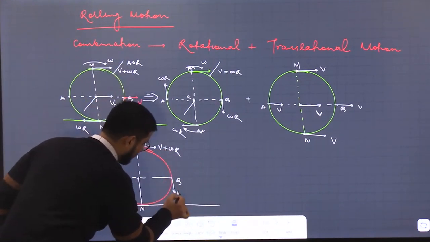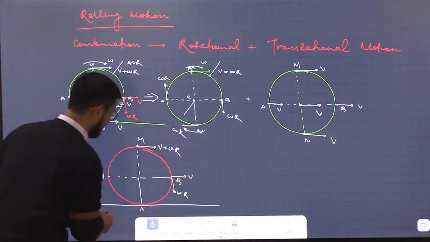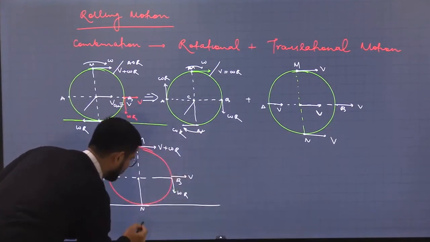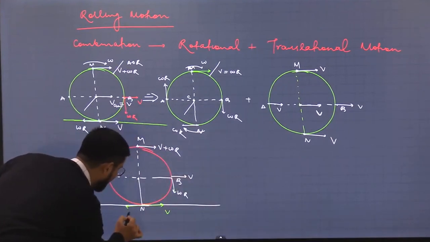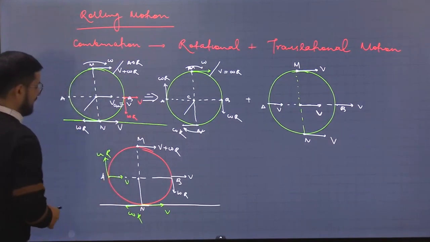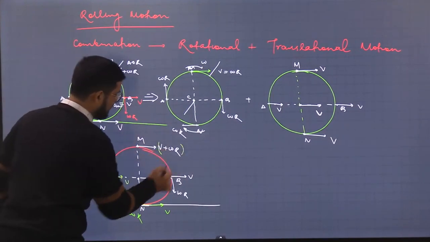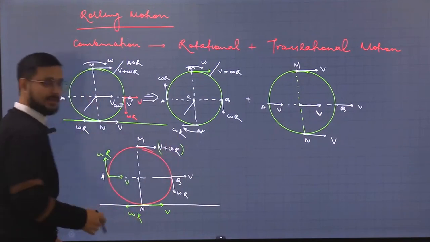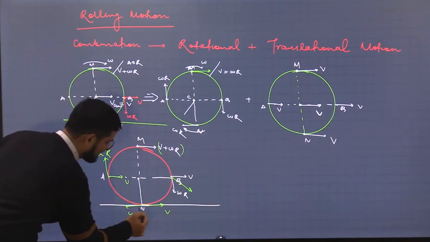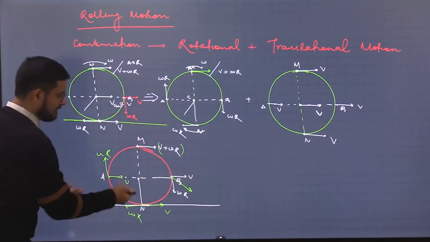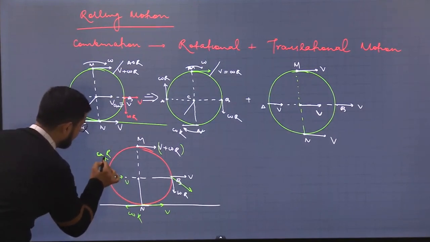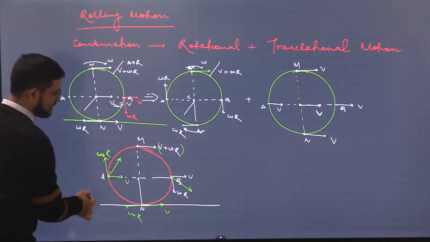This will have omega r and V in outward direction. This will have velocity of V and omega r in backward direction. This is V and omega r in upward direction. Now this particle M has resultant velocity towards right. This particle B has resultant velocity in this direction, and this has resultant velocity either right or left. That will depend upon the magnitudes of V and omega r. And what about this? This has a resultant velocity in this direction, right?